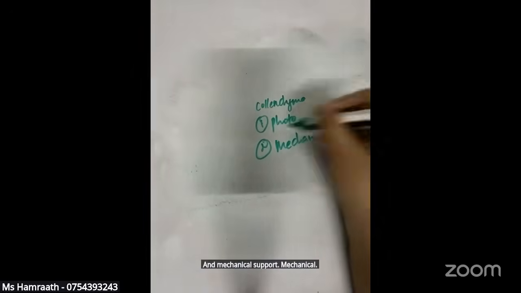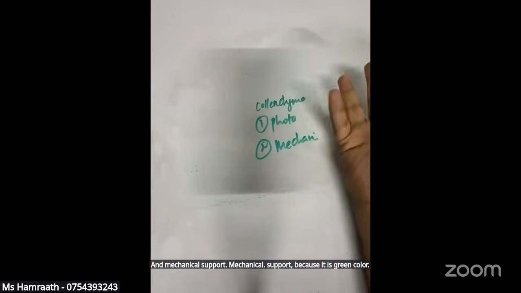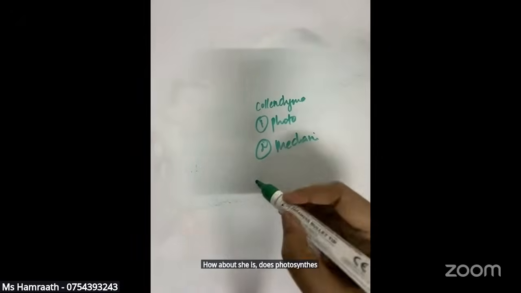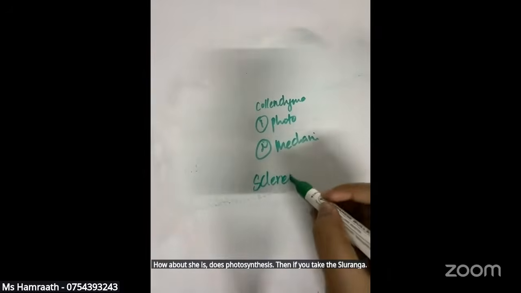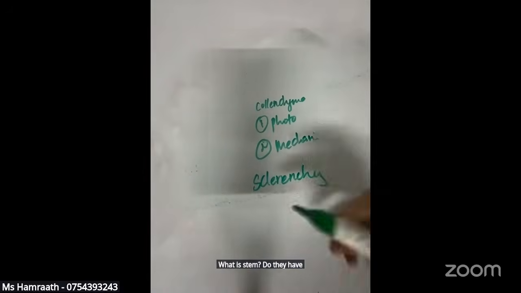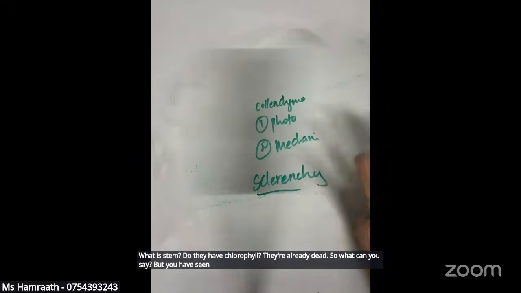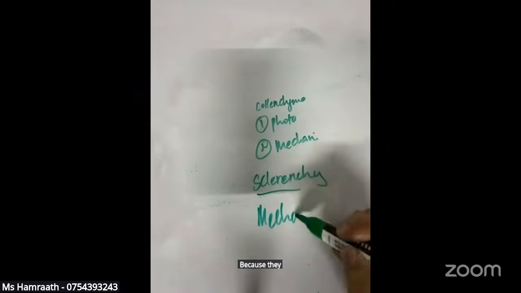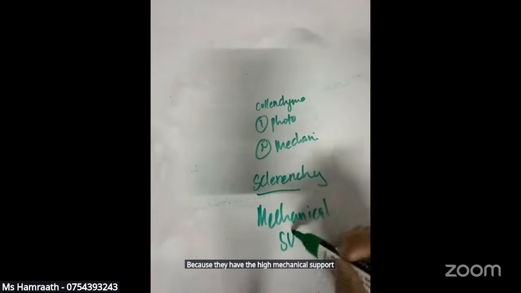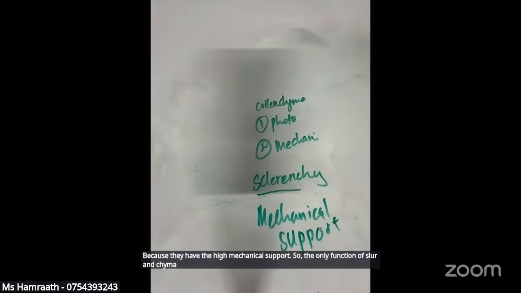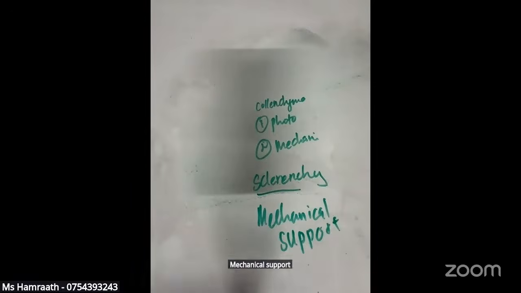Mechanical support because it is green in color. Herbaceous stem does photosynthesis. Then if you take the sclerenchyma, woody stem, do they have chlorophyll? They're already dead. But you have seen the trees that live for long are the strongest ones. Why? Because they have high mechanical support. So the only function of sclerenchyma is what? Mechanical support. So collenchyma will do photosynthesis and mechanical support. Sclerenchyma will have only one function, that is mechanical support.